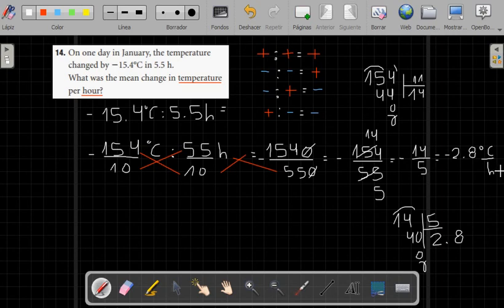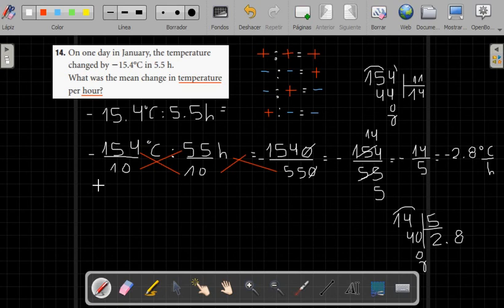¿Por qué he puesto el grado centígrado primero aquí? Porque él estaba primero aquí. ¿Por qué he puesto la hora de segundo? Porque ya estaba de segundo aquí en la división. ¿Ok? Entonces la respuesta, si quieren incorporar las unidades, es menos 2.8 grados centígrados sobre hora. Así como cuando ustedes dividen al calcular una velocidad la distancia entre el tiempo, eso les va a dar en metros sobre segundos, ya que el metro estaba arriba y el segundo abajo.